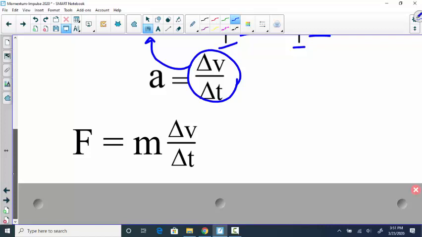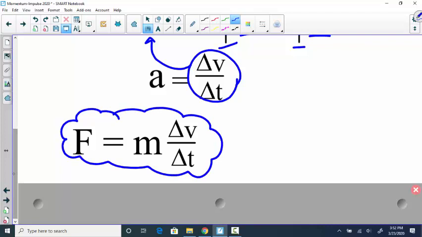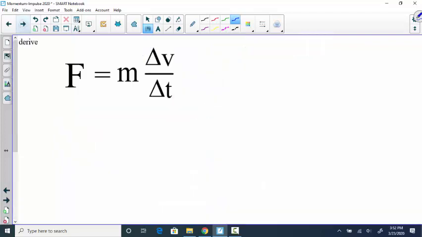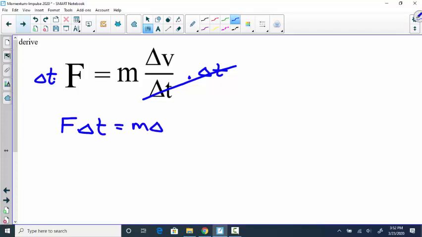Now, this equation is actually pretty unique. So what we're going to do is manipulate this equation a little bit. The first thing I'm going to do is just multiply both sides by the change in time, and that would obviously cancel that. So on this side, I have force times the change in time equals mass times change in velocity.